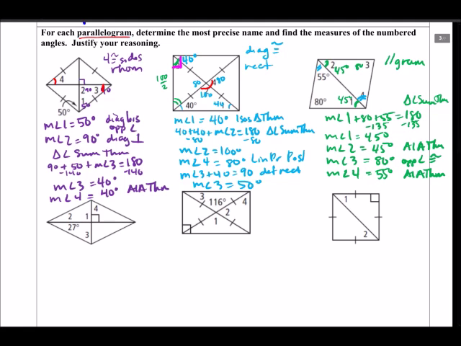Okay. What do we got going on in the next one? We're moving through these pretty well. This isn't so bad. We've got diagonals that are perpendicular. Who has perpendicular diagonals? Well, at this point in our learning, only a rhombus. So, measure of angle 1 is 90 degrees.